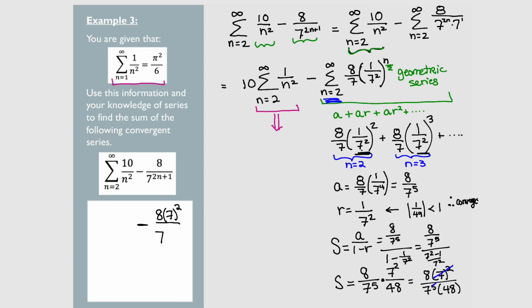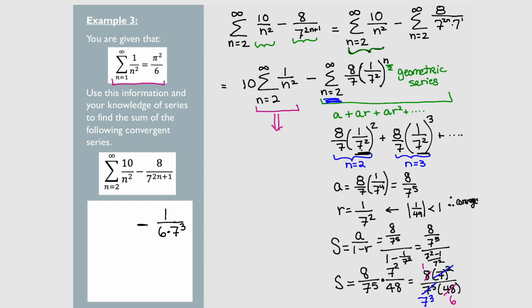7 squared in the numerator cancels with 7 to the fifth in the denominator and just gives me 7 cubed in the denominator. Let me make that a little cleaner. So I have 8 in the numerator, 7 cubed in the denominator times 48. Oh my goodness. And what can I do now? Did you see that? I should have seen that over here. 8 actually divides into 48 6 times, right? So let me clean that up one more time. That's going to give me 1 over 7 cubed times 6, or 6 times 7 cubed. That is the sum of the geometric series.